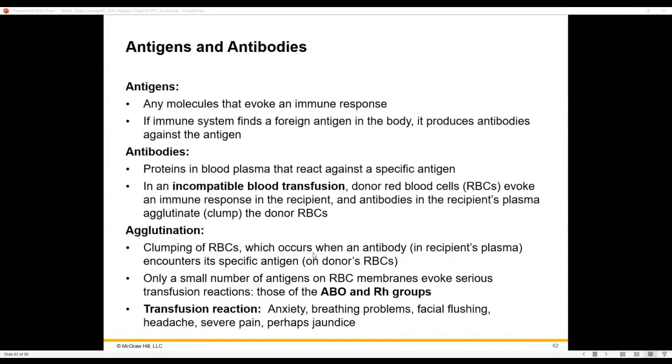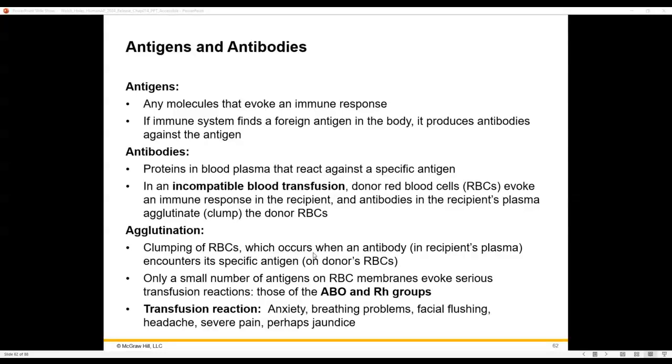Okay, antigens. These are any molecules that evoke an immune response. If the immune system finds a foreign antigen in the body, it produces antibodies against the antigen. Antibodies are proteins in the blood plasma that react against a specific antigen. In an incompatible blood transfusion, the donor red blood cells evoke an immune response in the recipient, and antibodies in the recipient's plasma agglutinate or clump the donor red blood cells.